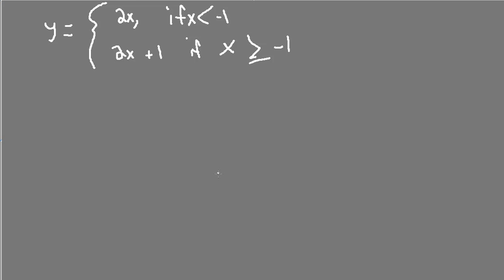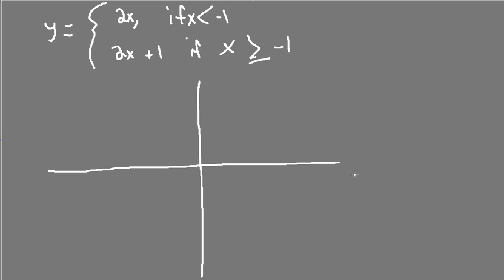Okay, let's graph this. This is a piecewise function where we have basically two equations. We're going to graph y equals 2x, and we're going to graph y equals 2x plus 1 with these different parameters. Well, let's draw the graph. X here, y here. Let's first graph y equals 2x.